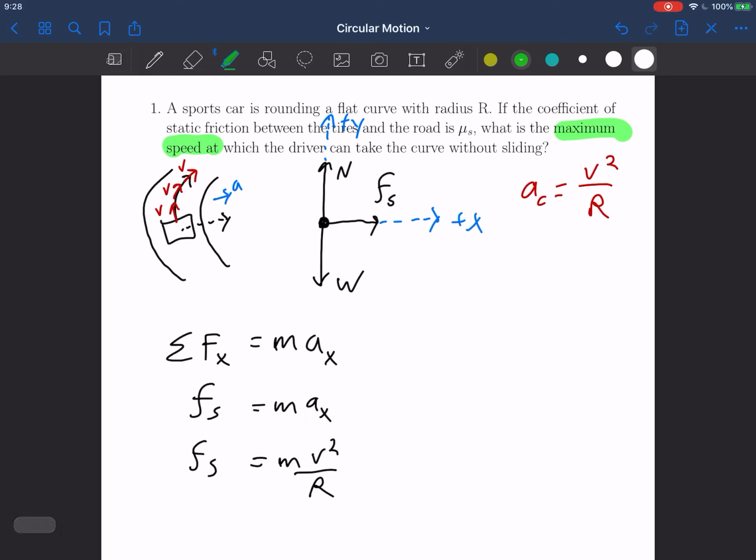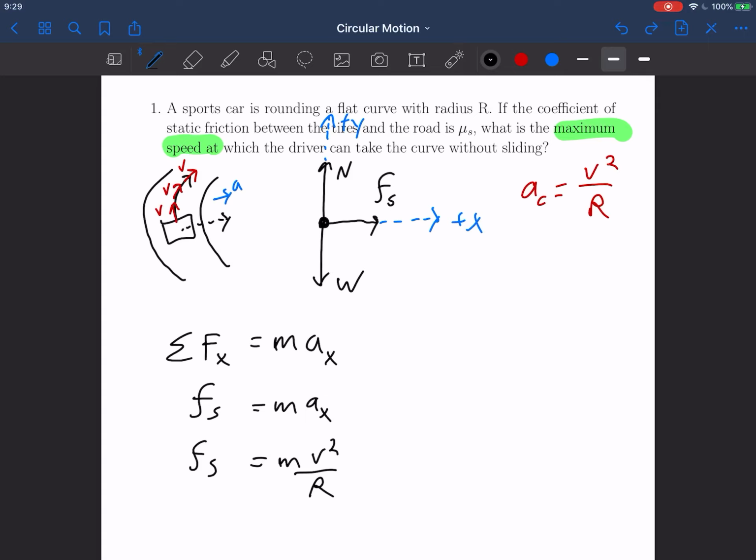We want to find the maximum speed that the car can go around this curve. Here's the thing about the force of static friction: it will vary. This force vector could be this big, it could be this big. It'll do whatever it needs to do to keep you stuck to the road.